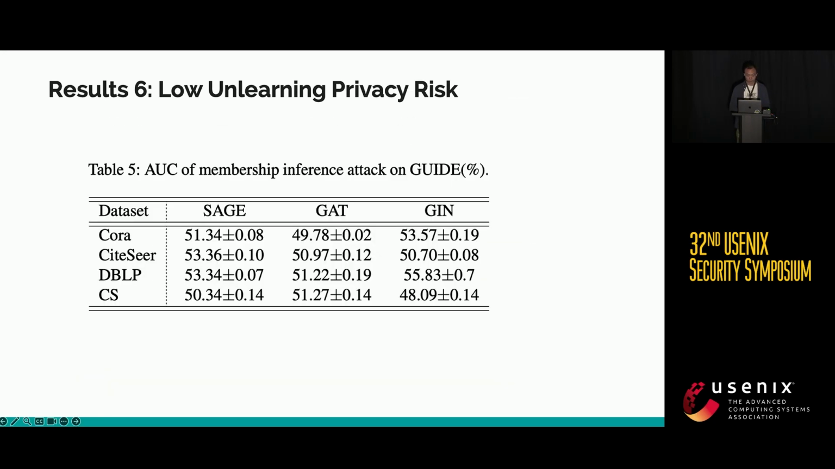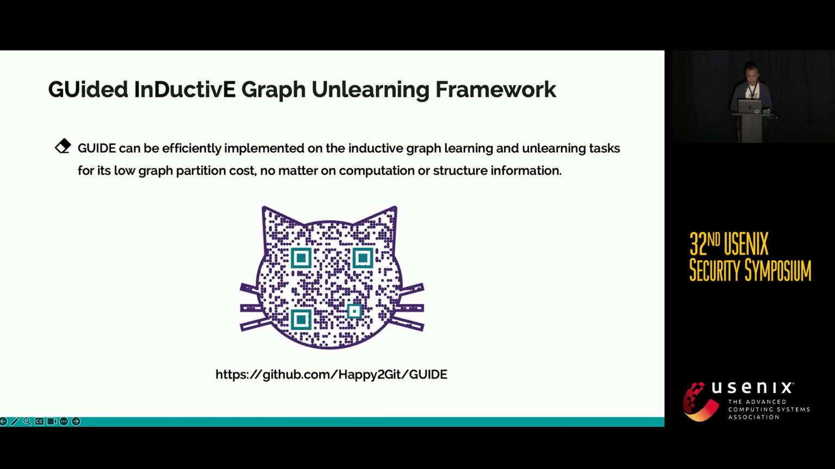We test our framework using the SOTA privacy attack against machine unlearning, and the AUC of the membership attack on GUIDE is close to random guess, showing that our framework is enough to conduct machine unlearning with lower privacy risk. In a word, our framework can be efficiently implemented in the inductive graph setting for unlearning and for learning, because it has a low graph partition cost, no matter on the computation or the structural information.